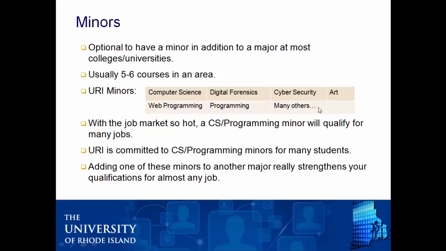As I mentioned earlier, many universities offer the opportunity for students to minor. So they have to major in something, but they can minor in one or more other things. A minor is usually 5 or 6 courses in a concentrated area. Here are some of URI's minors. You can actually minor in computer science.